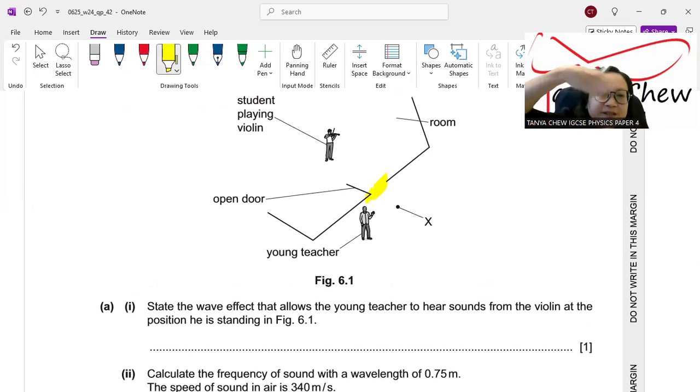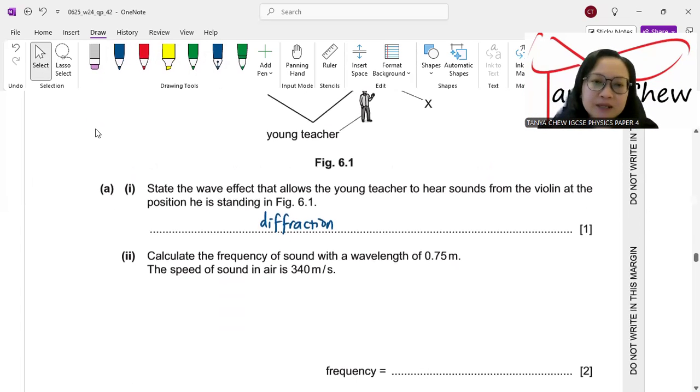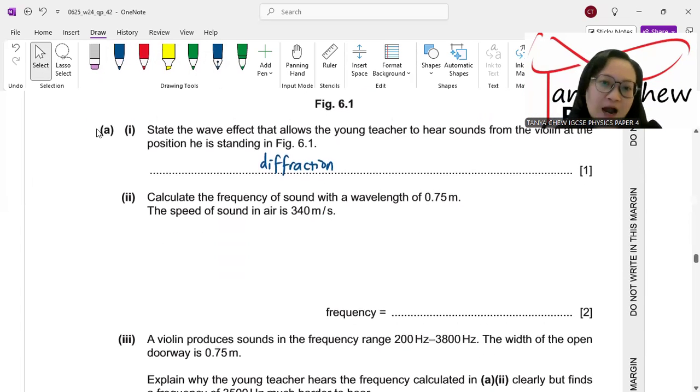As if there is an opening, a small opening. Remember, the effect is called diffraction. Diffraction means the spreading of the sound from the violin through an opening. Now, second part, calculate the frequency of sound with a wavelength of 0.75 meter. The speed of the sound in air is 340 meter per second.